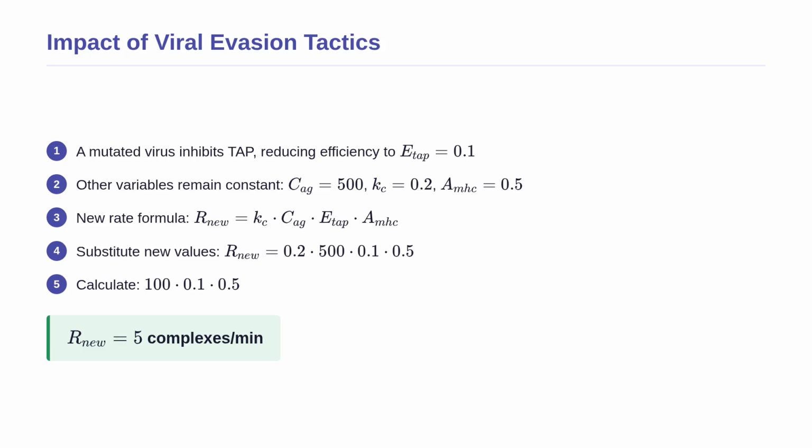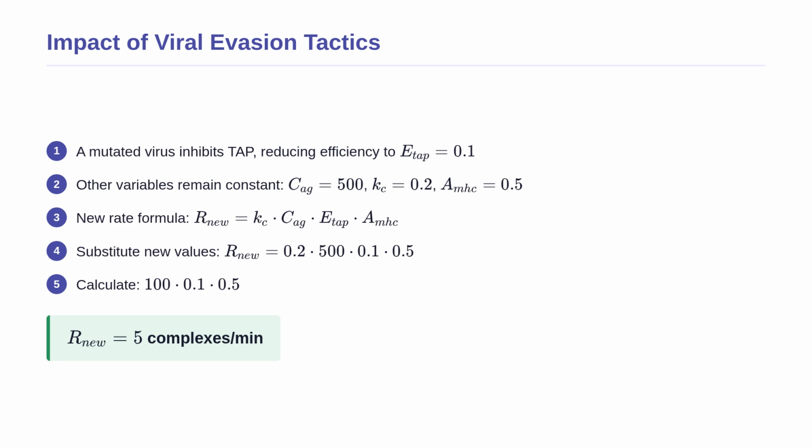Building on our previous calculation, let us see what happens when a virus fights back. Imagine a mutated strain of the virus produces a protein that specifically inhibits the TAP transporter, reducing its efficiency from 0.8 down to 0.1. All other variables, including the amount of viral protein and the shredding rate, remain exactly the same. We need to calculate the new rate of antigen presentation.